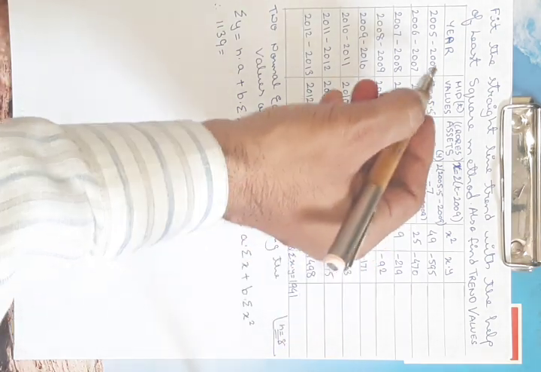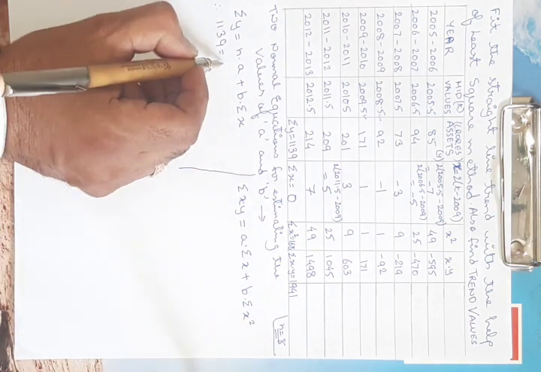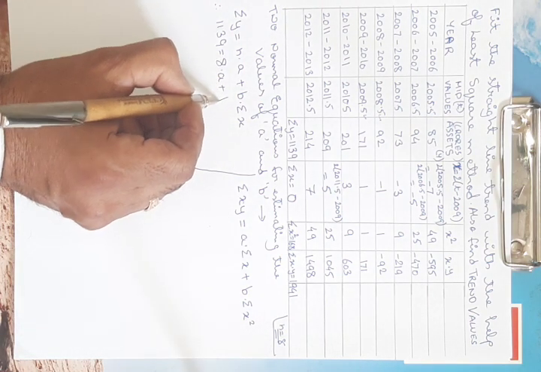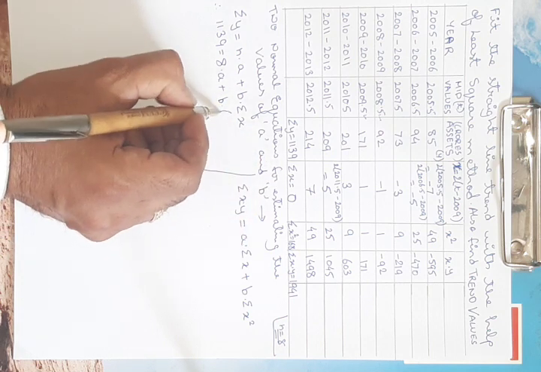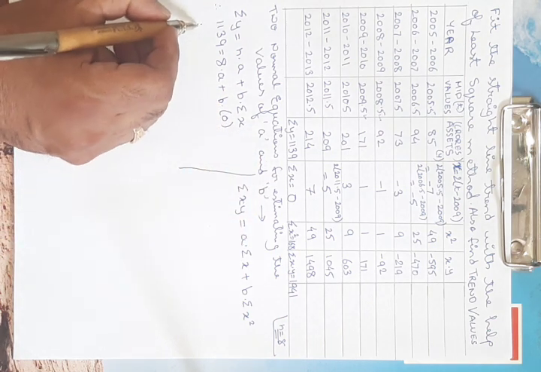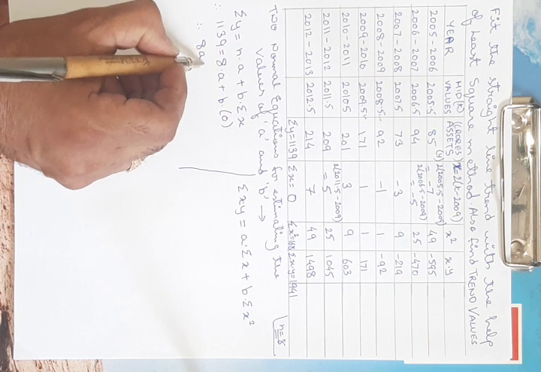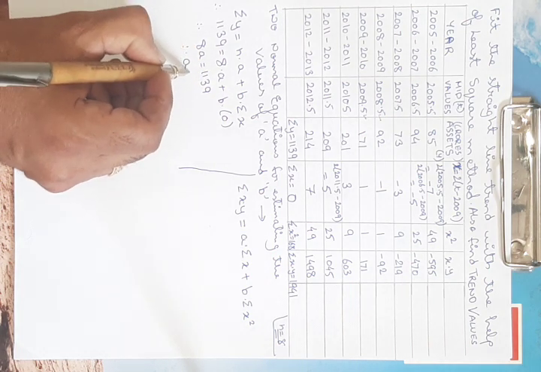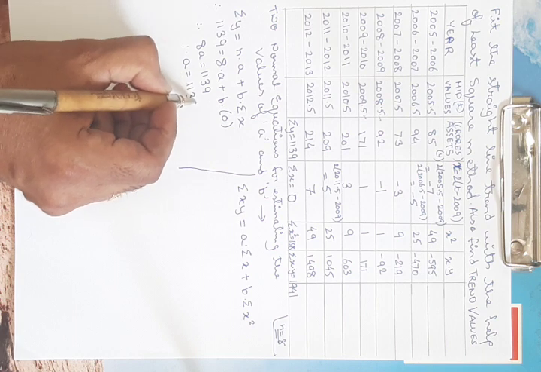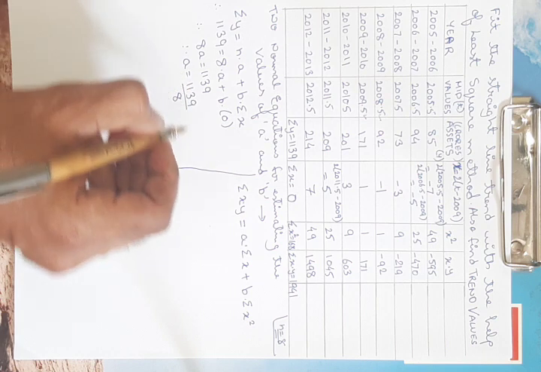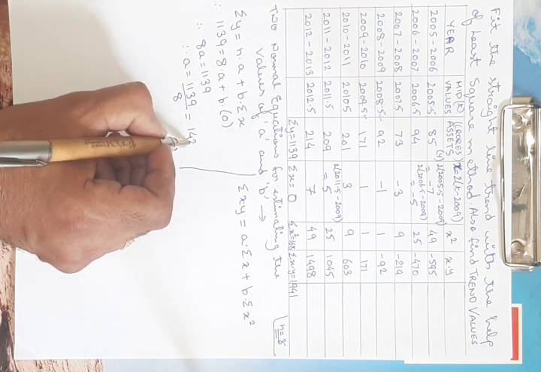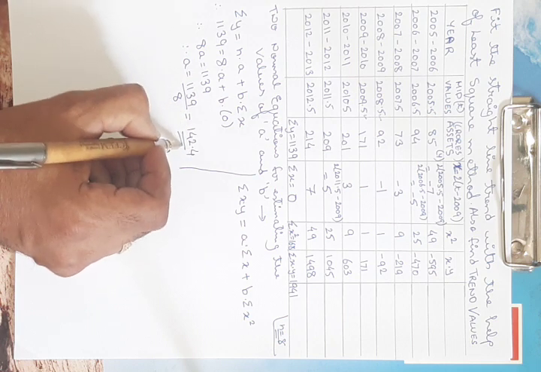Now putting all these values in our first equation, summation of y, 1139, is equal to n. So what is the total number of n? That is 8. 8 multiplied by a plus b into summation of x. So summation of x is 0. So here this value becomes 8a is equal to 1139. Therefore a is equal to 1139 divided by 8. The value comes out to be 142.4. This is the value of a.